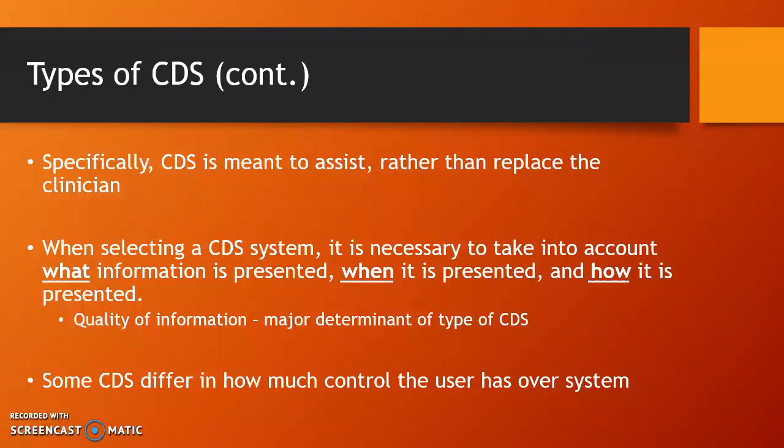Additionally, some CDS systems differ in how much control the user has over the decision to actually use the CDS. These decisions involve not only whether the CDS is set up to be displayed on demand so that users have full control over what they actually choose to access, but they can also, after viewing the CDS information, choose whether or not to accept it.